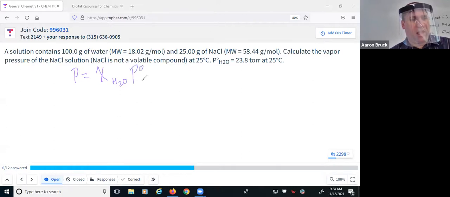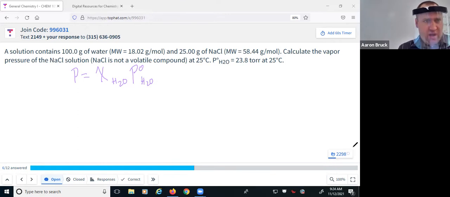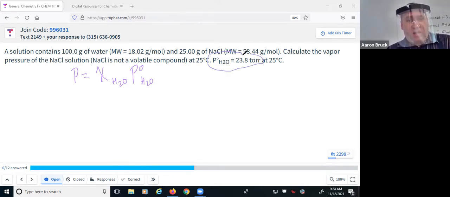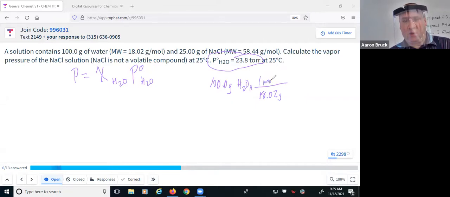of Raoult's law, which states that the mole fraction of water times the vapor pressure of water would be the vapor pressure of the solution. So really, since we're already given the vapor pressure of water here, we just need to figure out what the mole fraction is. And so to do that, we need to determine the number of moles of water, 18.02 grams in 1 mole.